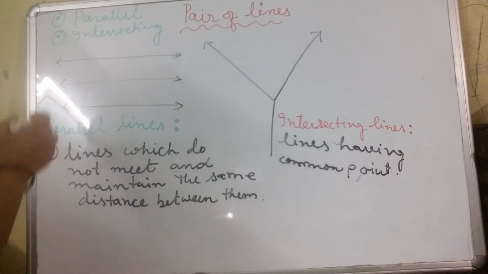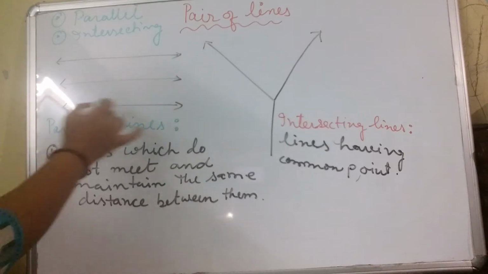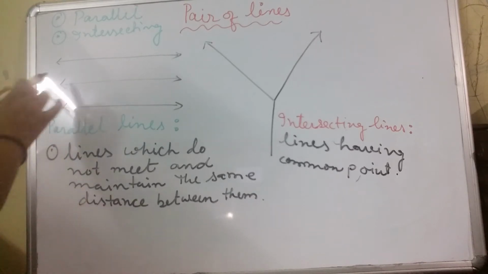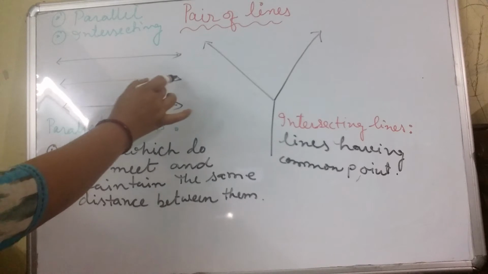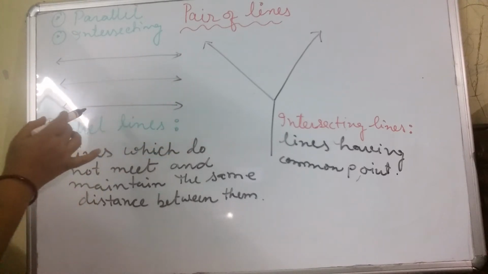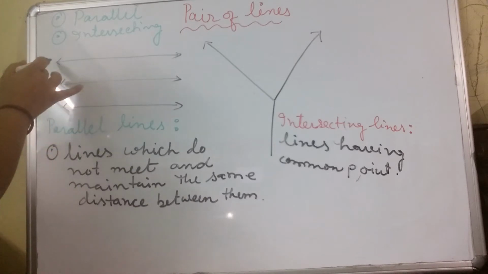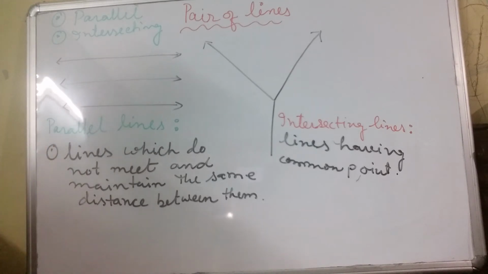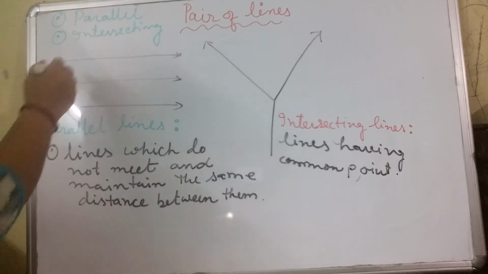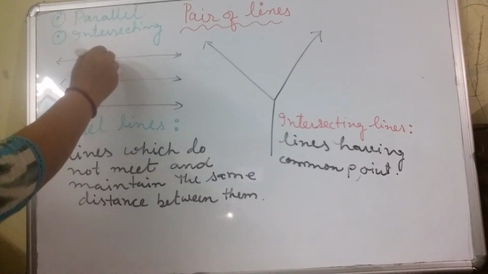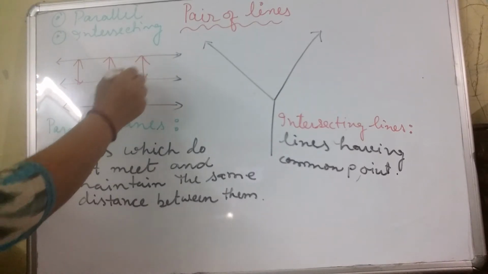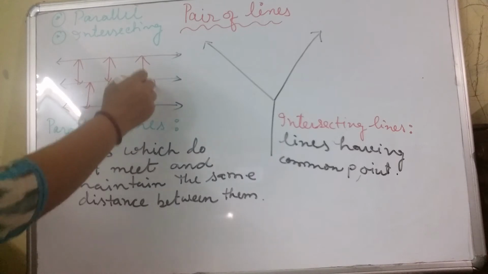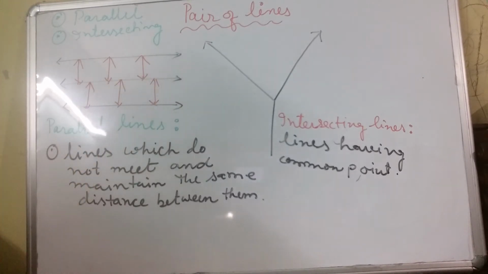Okay. Now if you look at this line, what can you say? What can you see? That lines, they will never meet. How far you go or you may extend this line, they will never meet and they will maintain the same distance throughout. Okay. So these types of lines are called parallel lines.